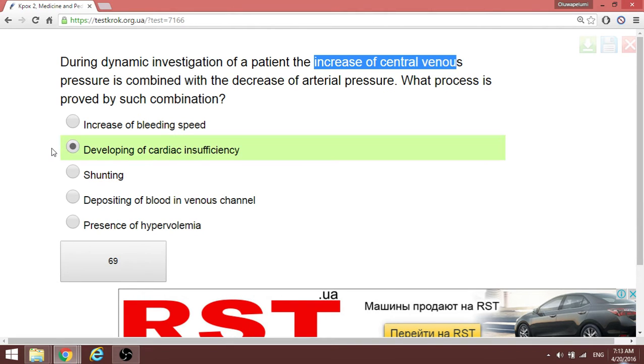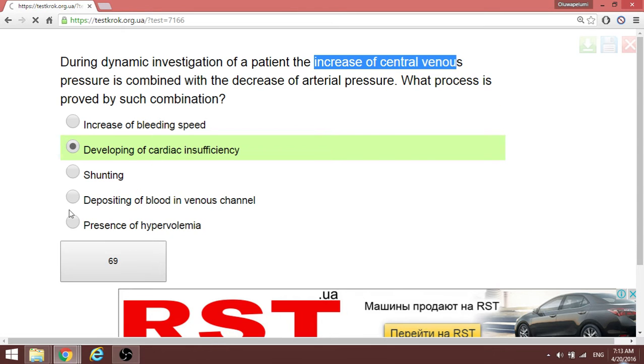The correct answer is development of a cardiac insufficiency. That is the best match to have increase in central venous pressure and a decrease in arterial pressure. You can also have something like this in cardiac tamponade. There will be increase in CVP and blood pressure below. So if this question should come out in the Krok, I will encourage you to choose the best correct answer, which is developing of cardiac insufficiency.